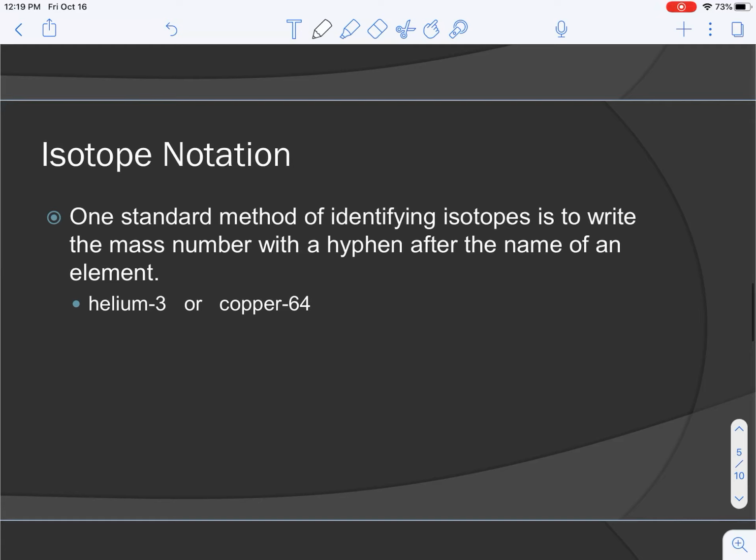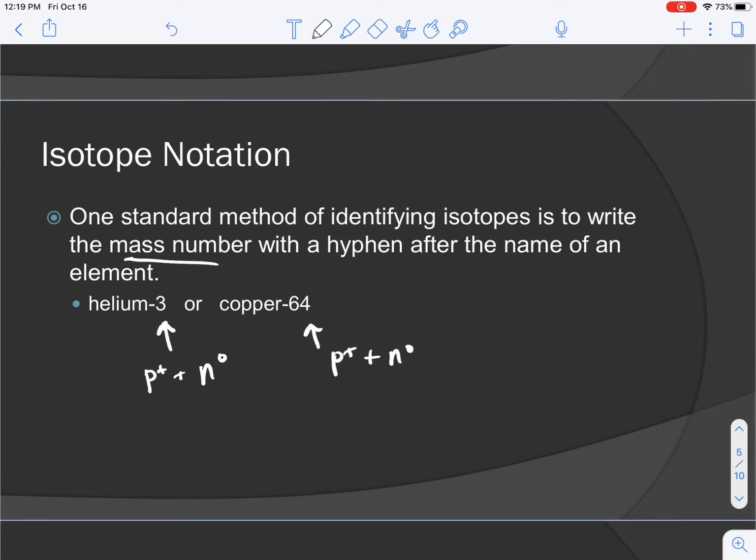So because there are so many isotopes, it's useful to represent them lots of different ways. And usually that's written like this. You say the name of the element and then a dash and then the number afterward. The number is the mass number. Okay. So helium-3 is an atom of helium where the mass number is 3. Remember, mass number is protons plus neutrons. Okay. Copper-64, same thing. That's the mass number, and the mass number is protons plus neutrons.